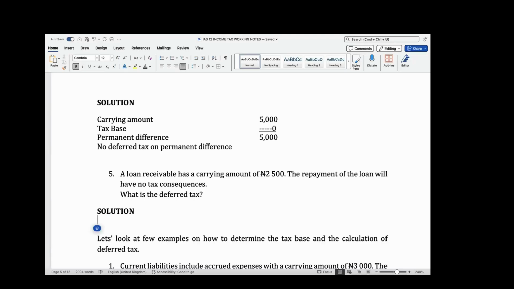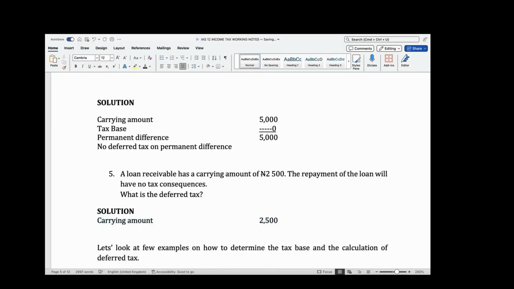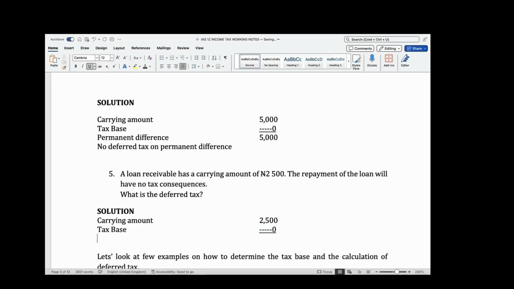Okay. So to get the deferred tax, we need to get the temporary difference. They will always give you the carrying amount. They will not give you the tax base. And if they give it to you, congratulations. So now what's the tax base here? Sir, they said the repayment of the loan will have no tax consequences. So if it's not having a tax consequence, it means the tax base will be zero. That's correct. So what's the temporary difference?